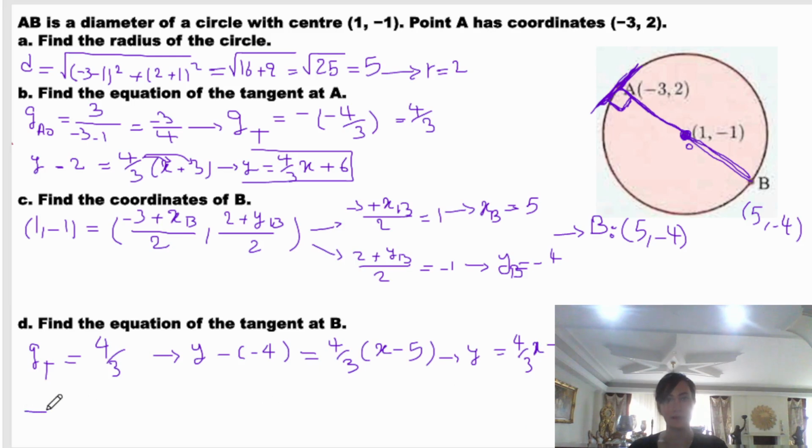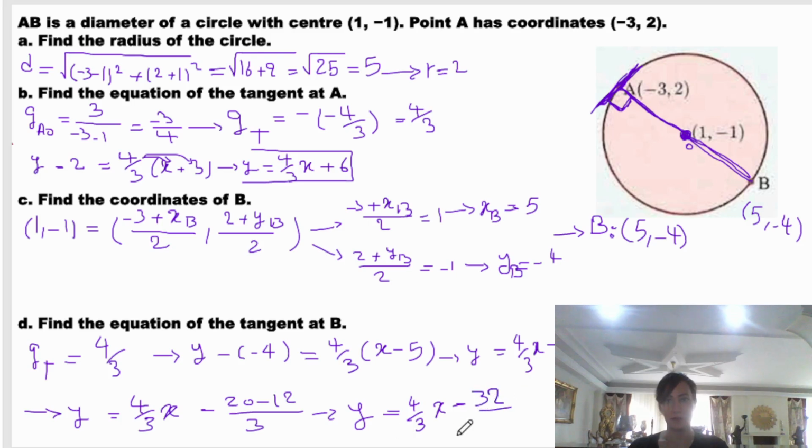Okay, I will write it again here. So y equals 4/3 x minus 20 minus 12, divided by 3. So y equals 4/3 x minus 32 divided by 3. It's my final answer.